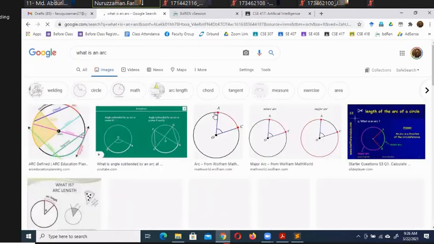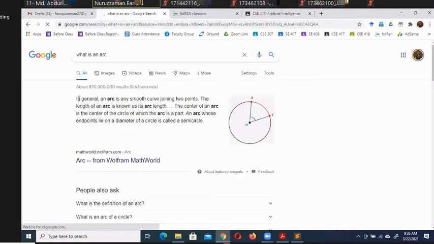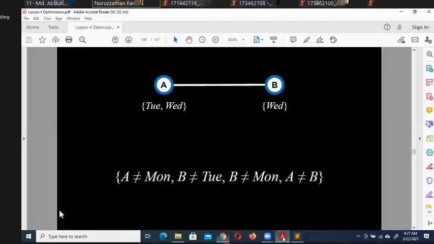If you go to the image, arc is nothing but a connection between 2 points. In general, an arc is a smooth curve joining 2 points. মানে arc হচ্ছে একটা curve যেটা দুটো পয়েন্টকে সংযুক্ত করছে. As simple as that. Here, this line is connecting 2 points, A and B. That means this line is the arc. So এতটুকু বোঝা গেছে what is an arc?